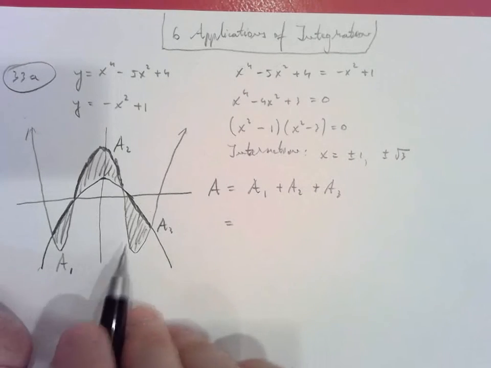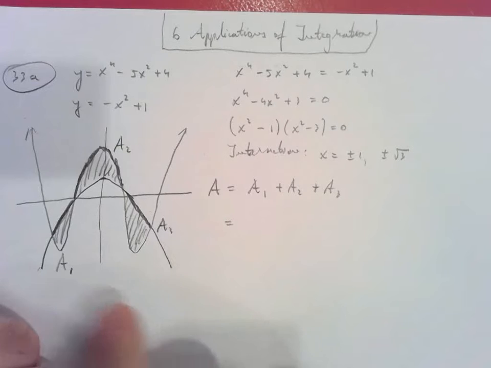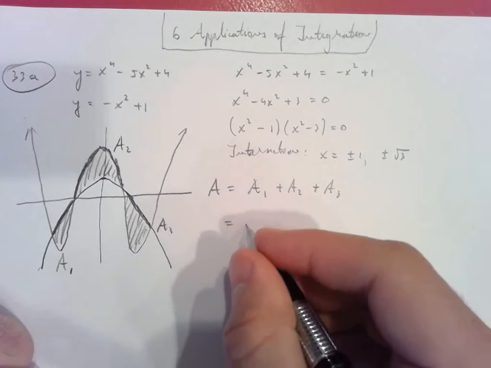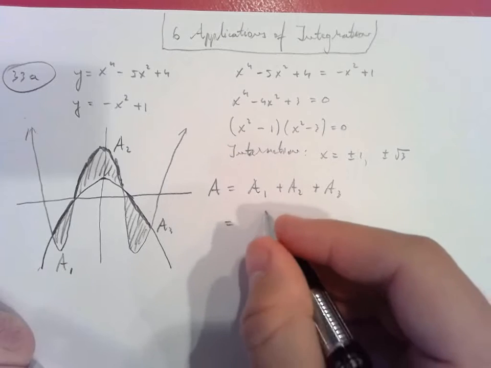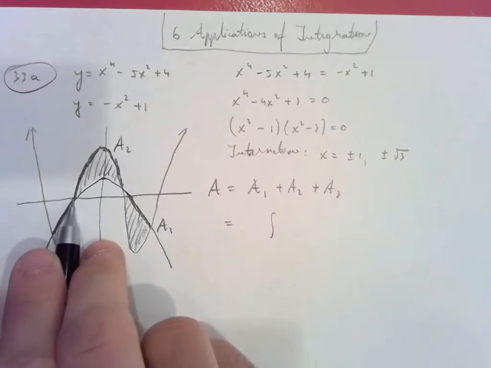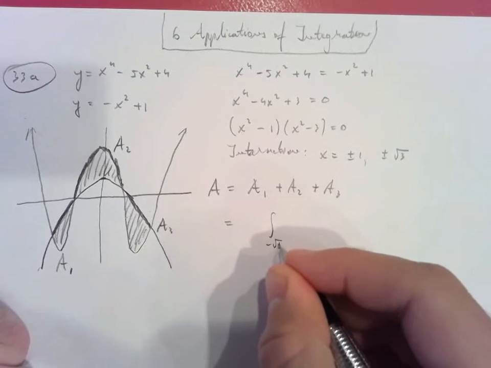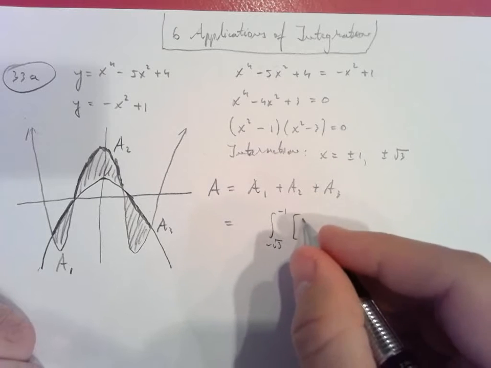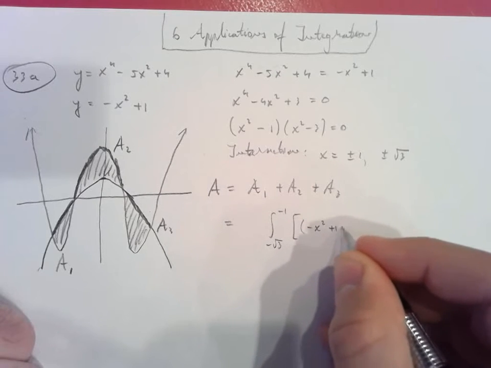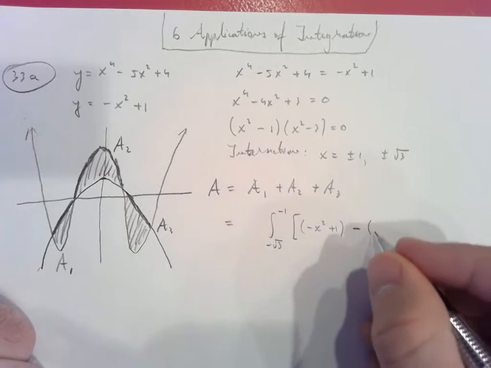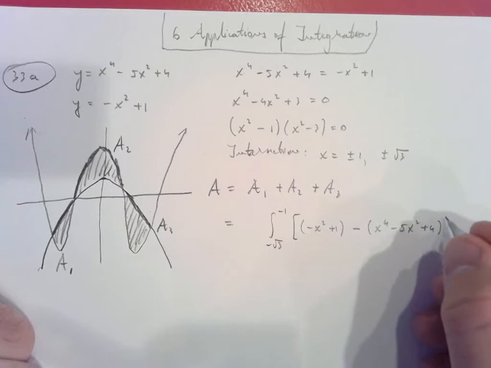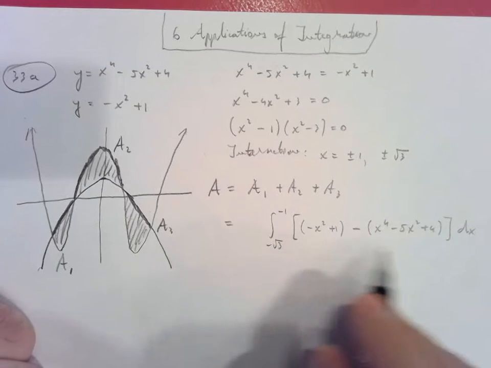And notice regions A1 and A3 are symmetrical, so when I just do the area of A1, I can simply multiply that by 2, and that gives me the area of A3. So what's the area of A1? It should be the integral from negative root 3 to minus 1. Top curve is the x squared part minus the bottom curve, which is x to the fourth minus 5x squared plus 4 dx, and that gives me the area of region 3.